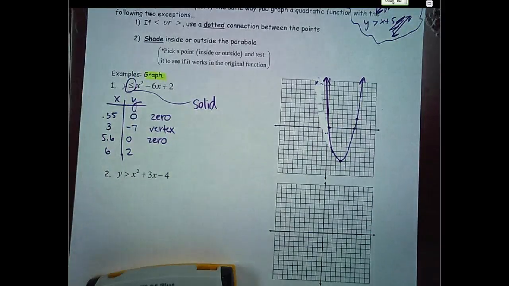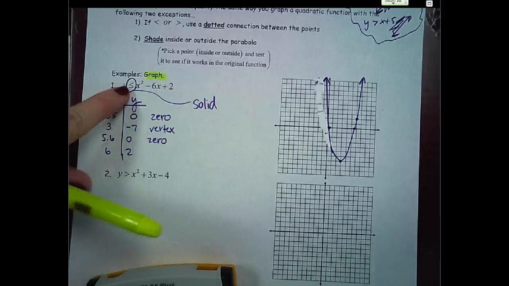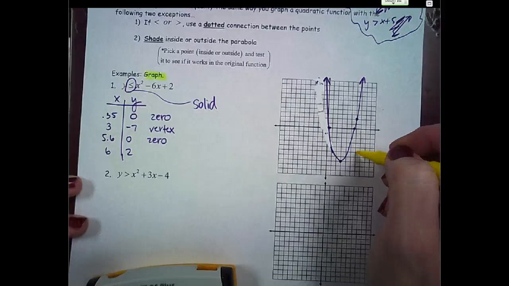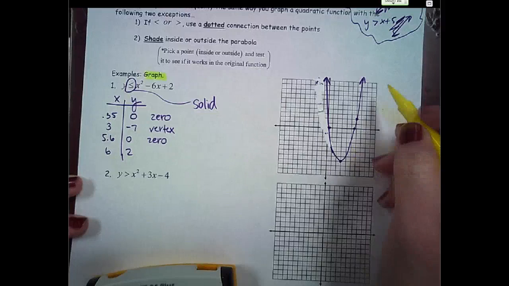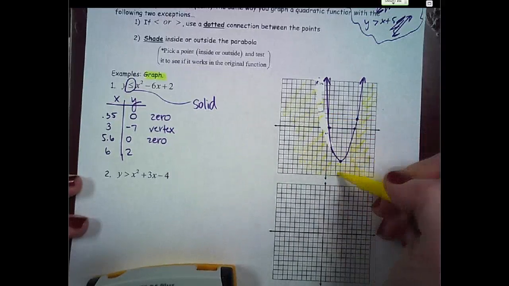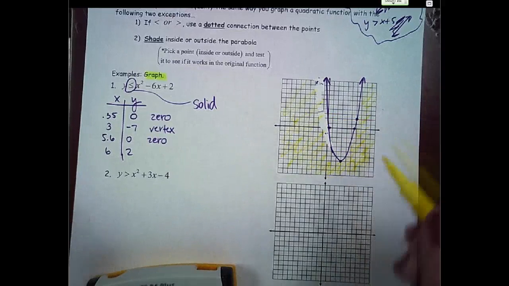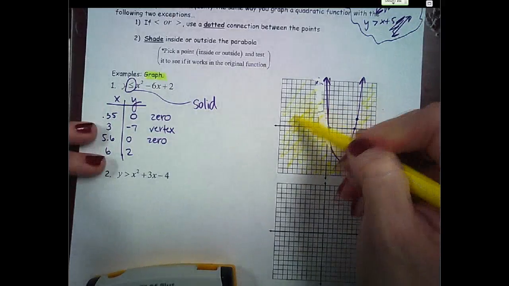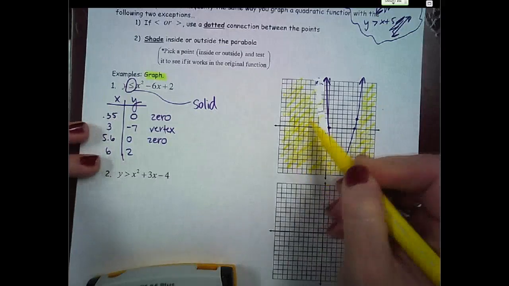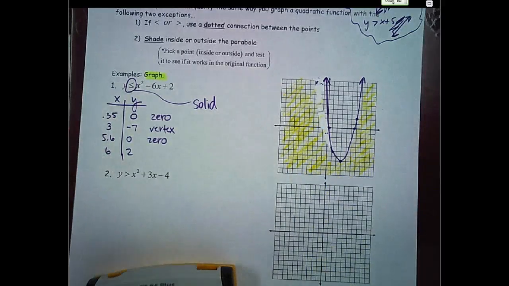Now we have to decide about shading, right? Okay, we decided that if it's a less than, we put our point on the line and jump down. So this is a less than, y is less than. So if I put my point on the parabola and I jump down, then I'm shading below it. So it's this part. Okay?